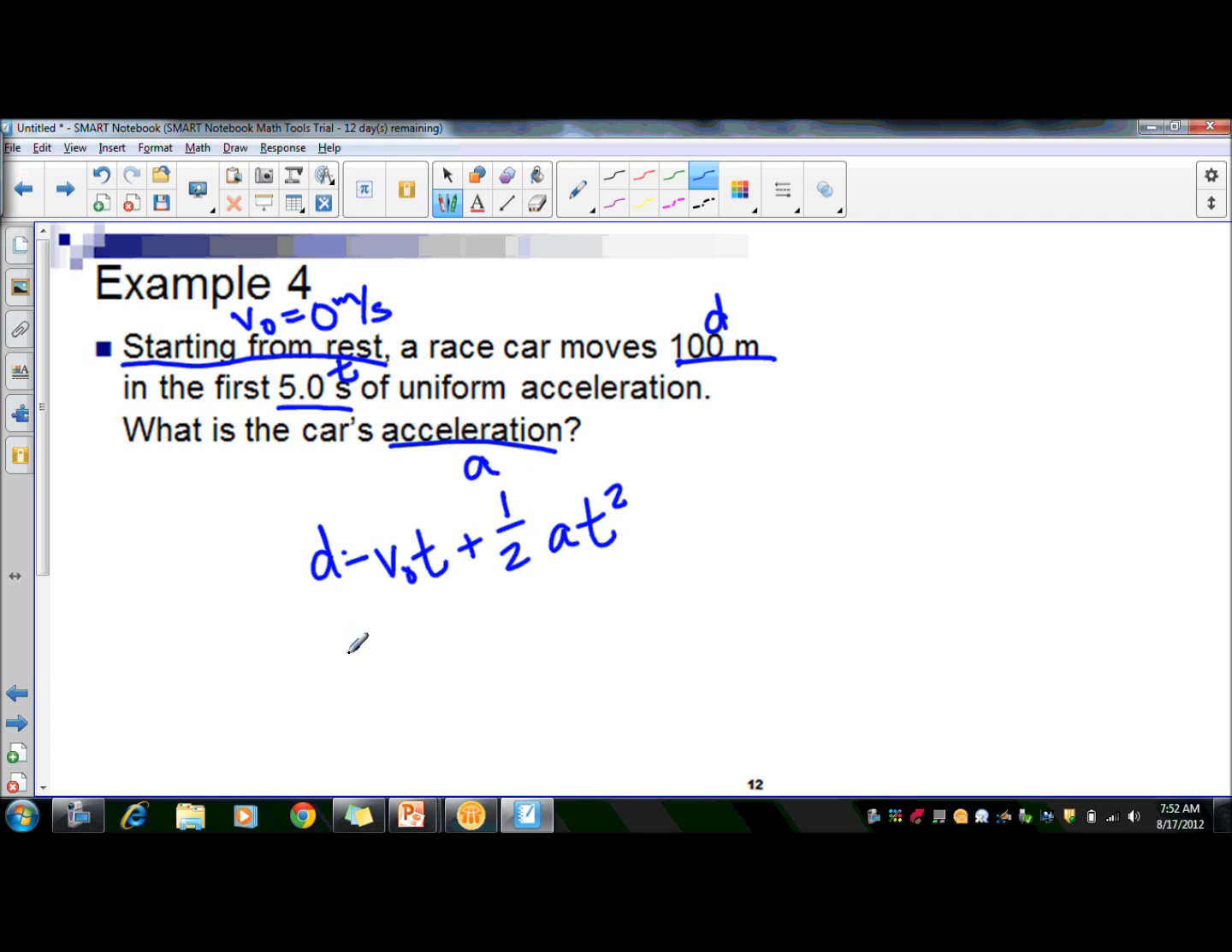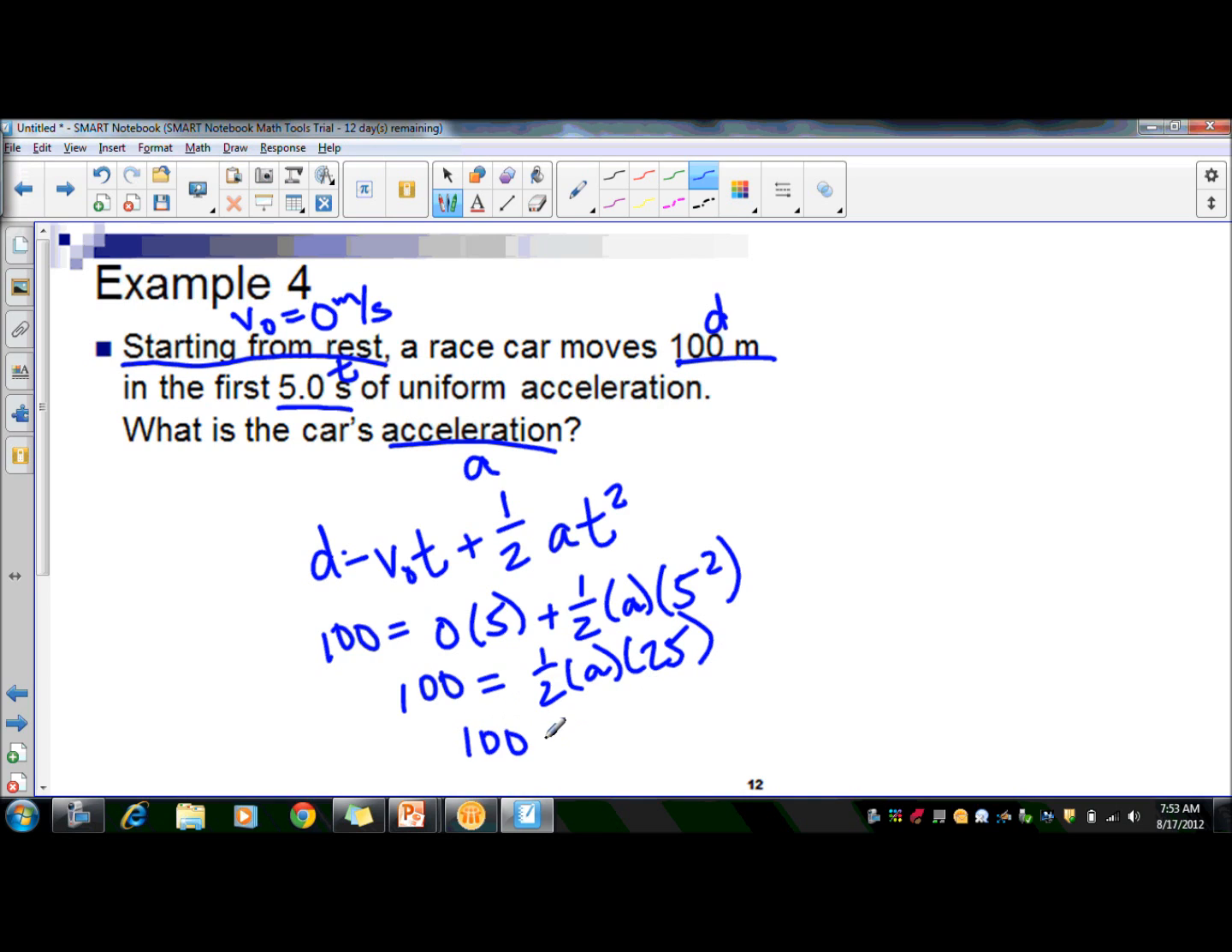And so we have 100 equals V naught, which is 0 times 5, plus 1/2 A times 5 squared. Now notice only the T is squared. If A and 1/2 were also squared, this would all be in parentheses. Since there are no parentheses, only T is squared. So we get 100 equals, that's 0, so it drops out. 1/2 of A times 25. And then half of 25 is 12.5 times A. And then we're going to divide by 12.5 on both sides. And so our A, finally, is 8 meters per second squared.